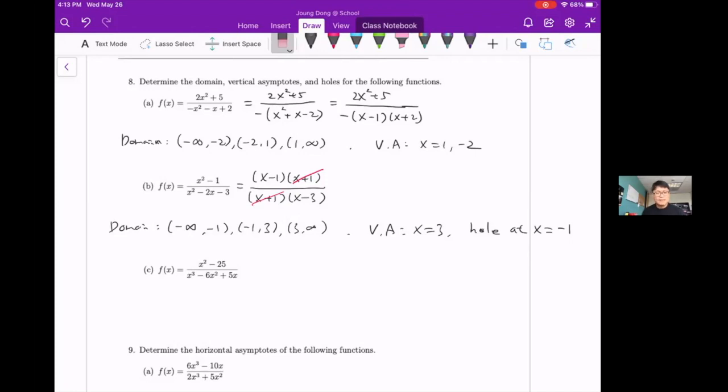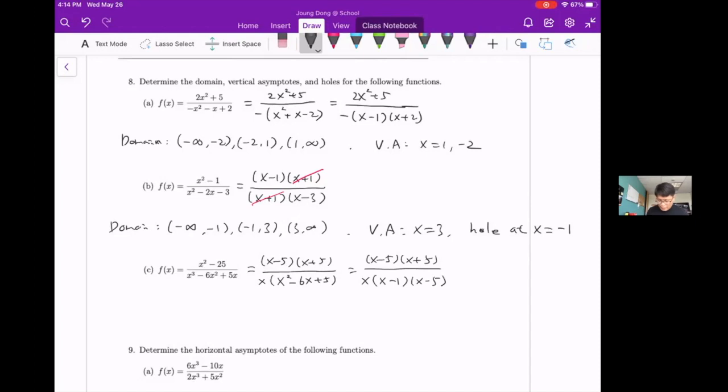We will discuss how we can find the exact position of the hole in a calculus or pre-calculus class. So now let's talk about C. We'll do the same thing. Factor the numerator and denominator, both of them. The numerator is x minus 5, x plus 5. For the denominator, we start by putting out the common factor x: x squared minus 6x plus 5, which is x minus 1 and x minus 5. So it is x minus 5, x plus 5 over x, x minus 1, and x minus 5.